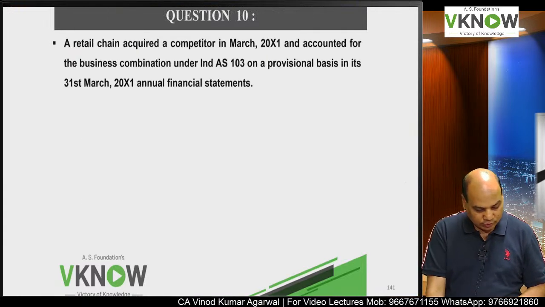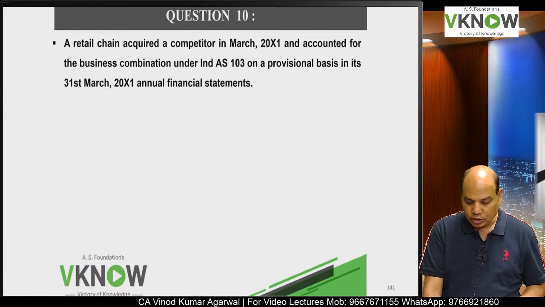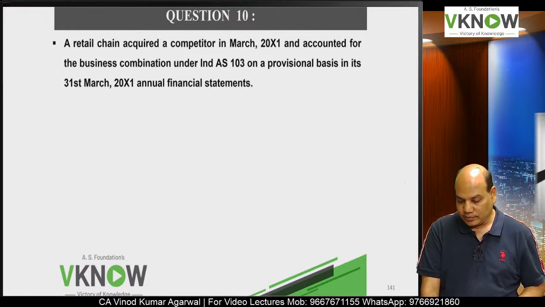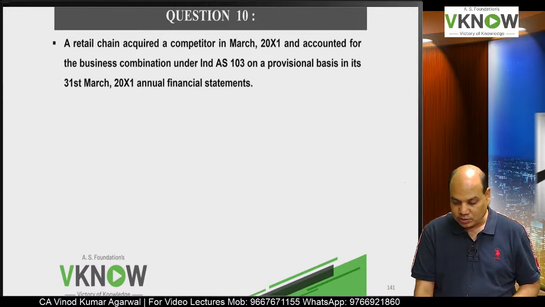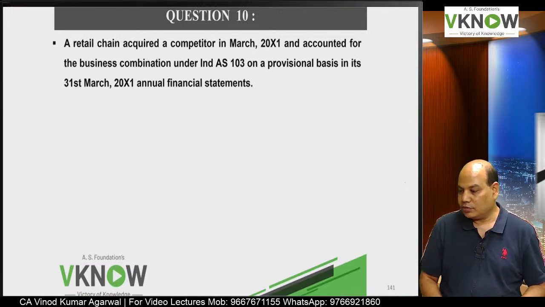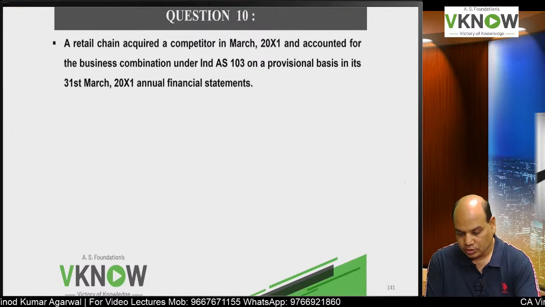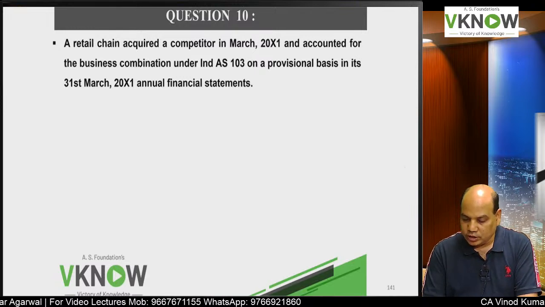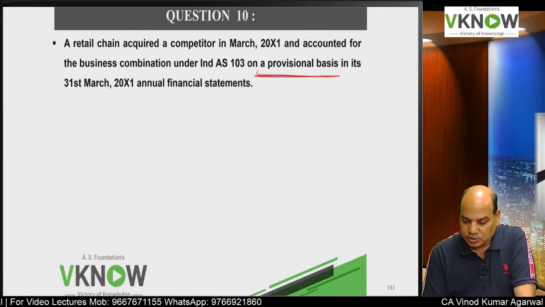So we'll take one more question today. Question number 10. A retail chain acquired a competitor in March 20x1 and accounted for this as business combination under Ind AS 103 on a provisional basis in the March 31st 20x1 annual financial statement. So there is a business acquisition and you have done accounting on provisional basis. What is provisional basis?